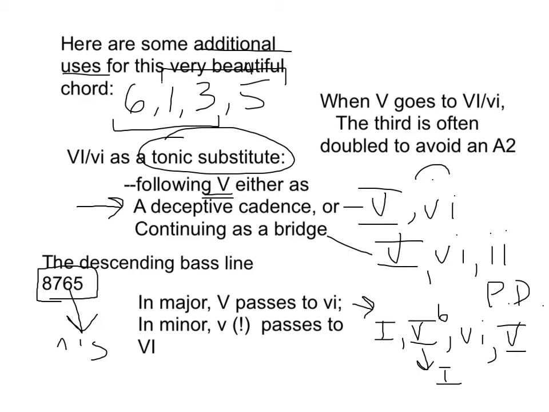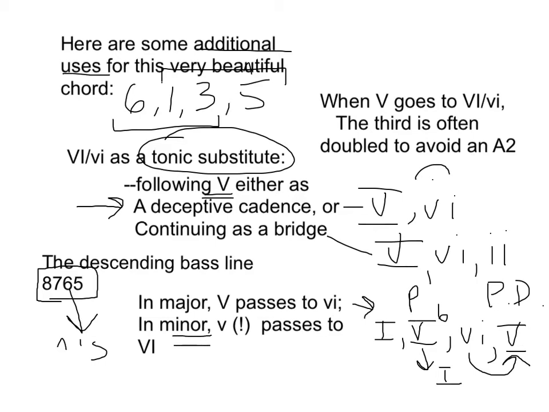But in this particular case, we can use the 5, 6 as a passing chord, and the 6 is a tonic substitute that then continues on as a predominant to 5. And we are doing a bunch of examples of that on Wednesday in lecture.